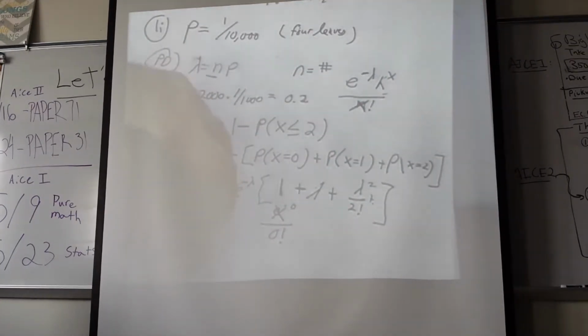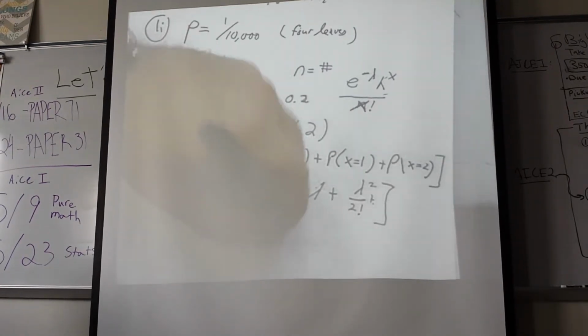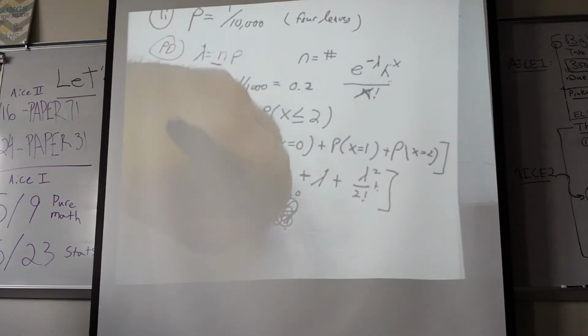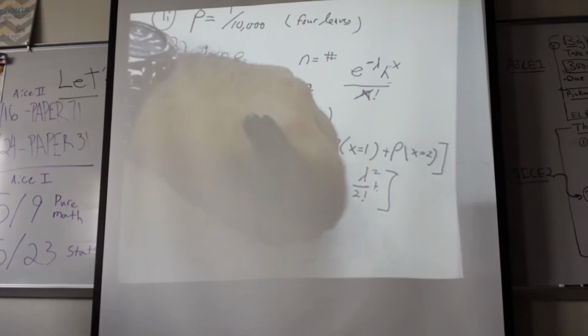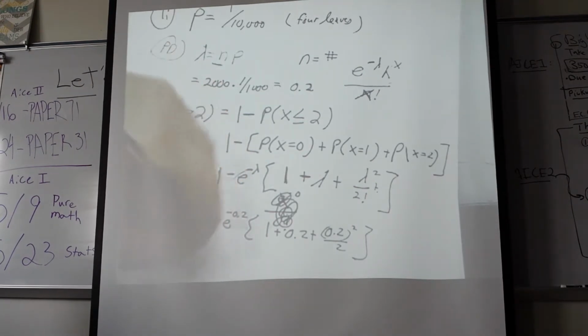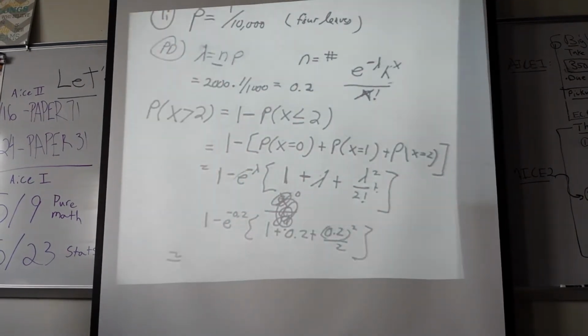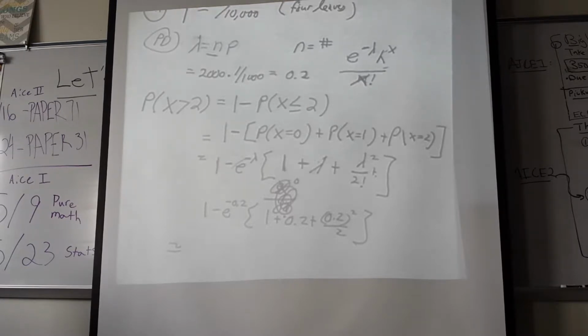So I'm going to put things in here, minus e to the negative 0.2. Okay? And then I can put the values in, so I'll move this out of the way. So this is going to be 1 plus 0.2 plus 0.2 quantity squared, like you said, over 2. And who wants to tell me 1.22? It's 1 minus e to the negative 0.2, right?